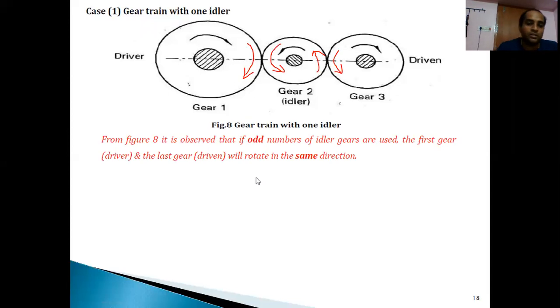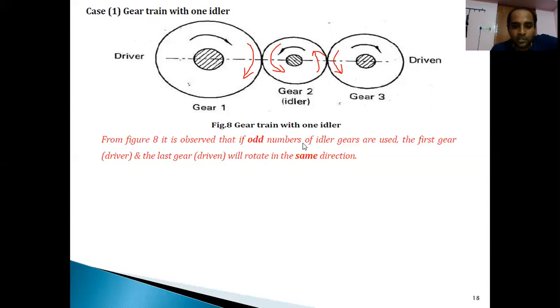Now, according to this figure, if an odd number of idler gears are used between the driver gear and the driven gear, there's a small hint I am giving you. If these idler gears are odd in number, that is 1, 3, 5, 7 and so on, then keep in mind, the direction of rotation of the driver gear is the same as the direction of rotation of the driven gear. That is the thing we have written here.